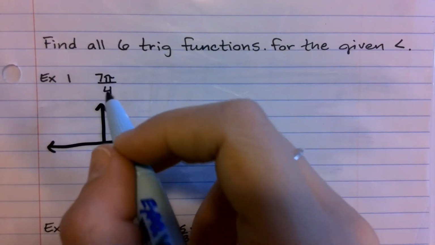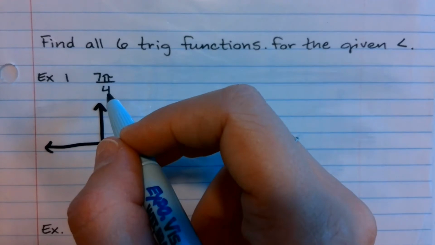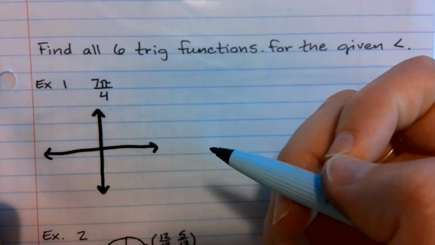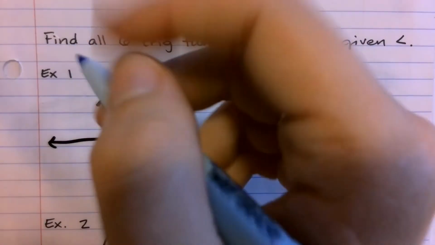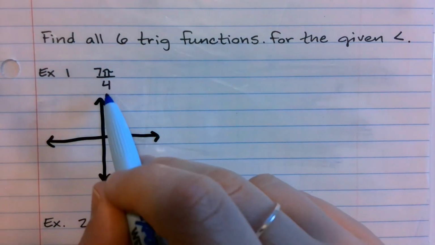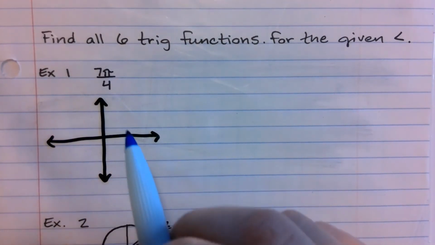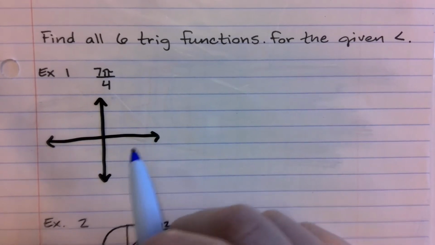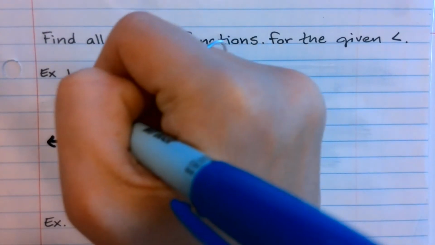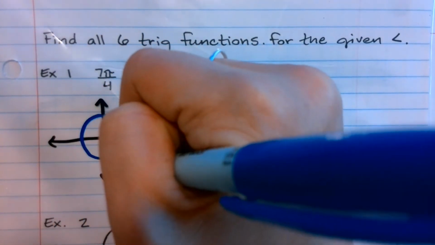Now I do have to consider the fact that 7 pi over 4 is not in the first quadrant, so I do need to figure out where it is, because that's going to determine whether my sine and cosine are positive or negative. So looking at my 7 over 4, I might notice that it's not quite 2, but it is in between 1.5 and 2. So I'm stuck here in the fourth quadrant. This is where my 7 pi over 4 is.